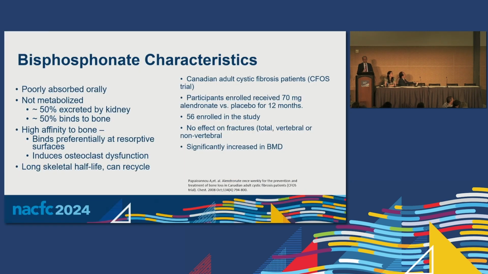Now let's delve into bisphosphonates a little bit more. Oral bisphosphonates are rather poorly absorbed. So with a pill of oral bisphosphonate, for example, half of it gets absorbed, half of it undergoes first pass metabolism, and that half of it goes to the bone, and half of that gets excreted in the kidneys. So by the time it gets to bone, there's a little bit of it, but nevertheless, it has a very high affinity to bone. It preferentially binds to resorptive surfaces and induces osteoclastic dysfunction.